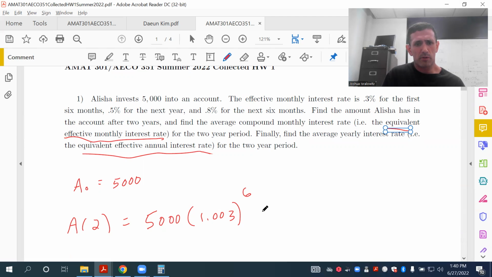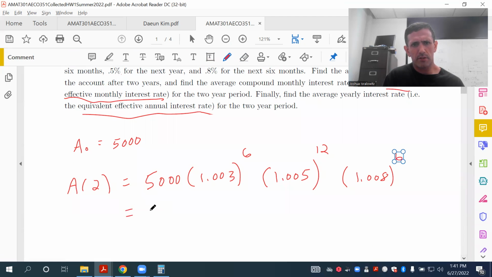That earns 1 year of interest at a monthly interest rate of 0.5%. So that means it's going to be to the 12. It earns 12 months of interest at this monthly interest rate. And that earns 6 months of interest at this monthly interest rate of 0.8%. So it's going to be this to the 6th. You dump it into the calculator, and that is 5,669.32738.